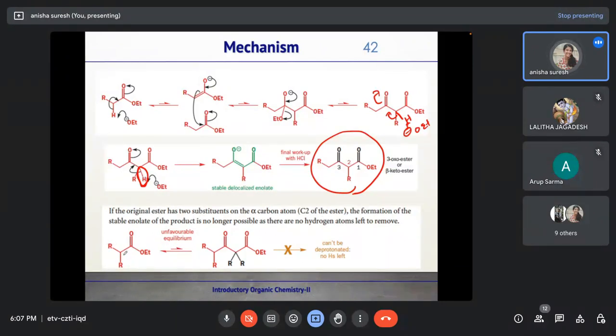So, in our case, we are having two methyl groups here. So, giving rise to this product, here you can see the equilibrium is not favoring the formation of the desired product. It is giving back the starting material mostly. If there were any hydrogens present, it could be abstracted and it would lead to formation of this Claisen condensation product. Since there are no hydrogens left, this reaction will give only a lesser yield of the product.